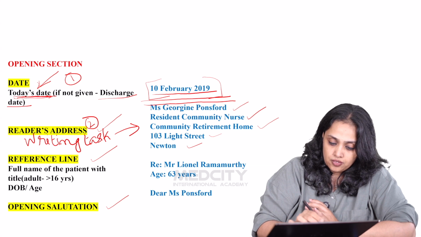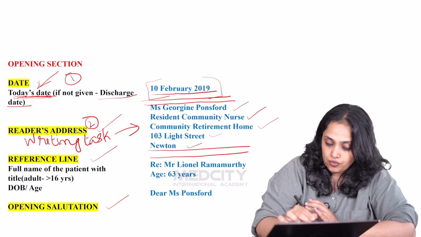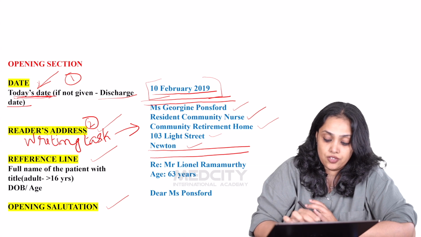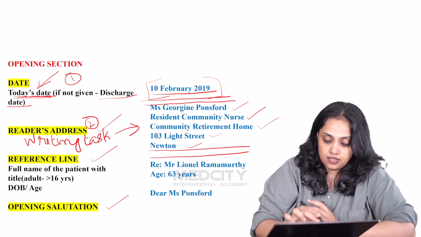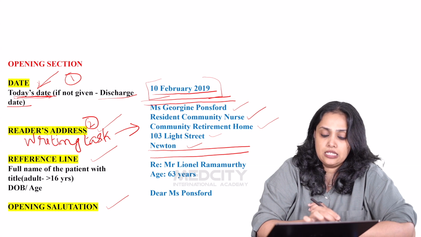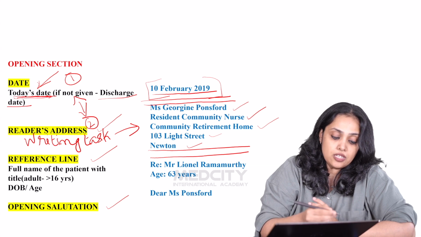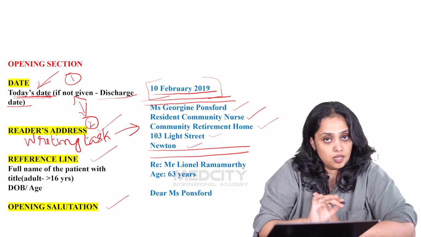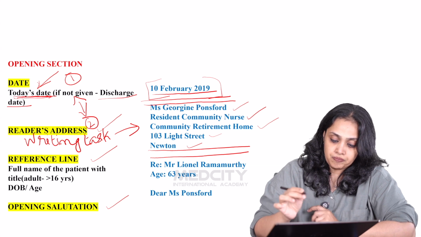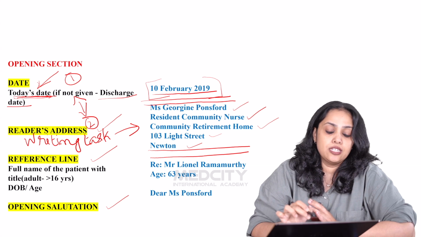Now that we have written the reader's address, again, you need to leave a line. You've written the date, then you've written the reader's address, and then again, you have to leave a line. Regarding this reader's address and date, you can write them interchangeably. That is, either you can write the reader's address first and then the date, or vice versa. Both are acceptable.